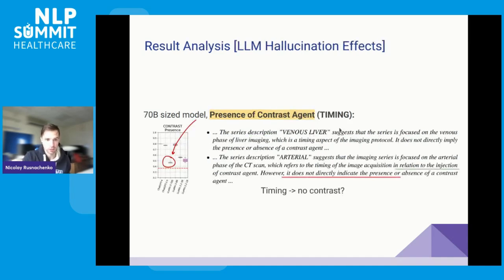Another example with the timing, and this case happens with a relatively large scale model, such as Llama 3 70 billion parameters. And this case is way more tricky. It shows that those interdependencies between atomic aspects that we investigated earlier are quite hard for the models to catch in such a default setup. The model understands that there is a timing in the textual narrative, but at the same time, it doesn't imply the presence of the contrast, which is sort of contradictory, considering our initial observations and the way the dataset is constructed.